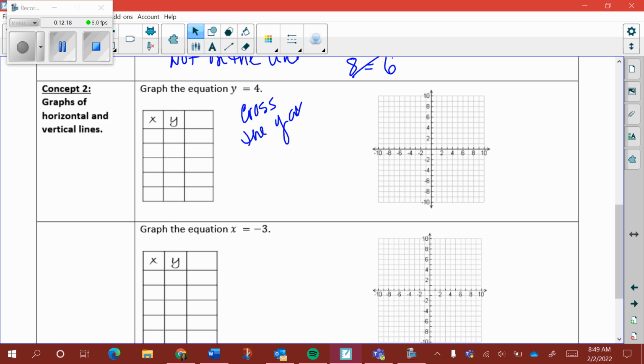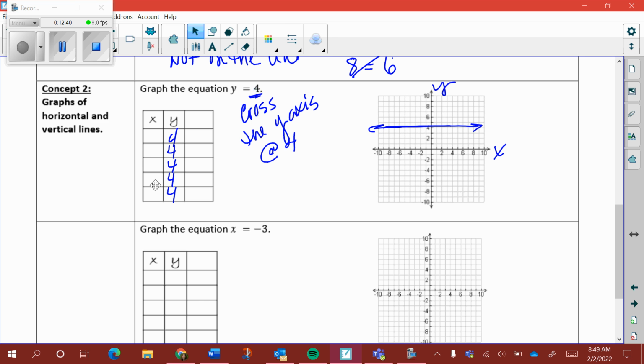the y-axis at 4. Well, here's my x-axis, and here's my y-axis. It's going to cross the y-axis at 4. So we know it's going to go like this. And my y values are always 4. So 4, 4, 4, 4, 4.